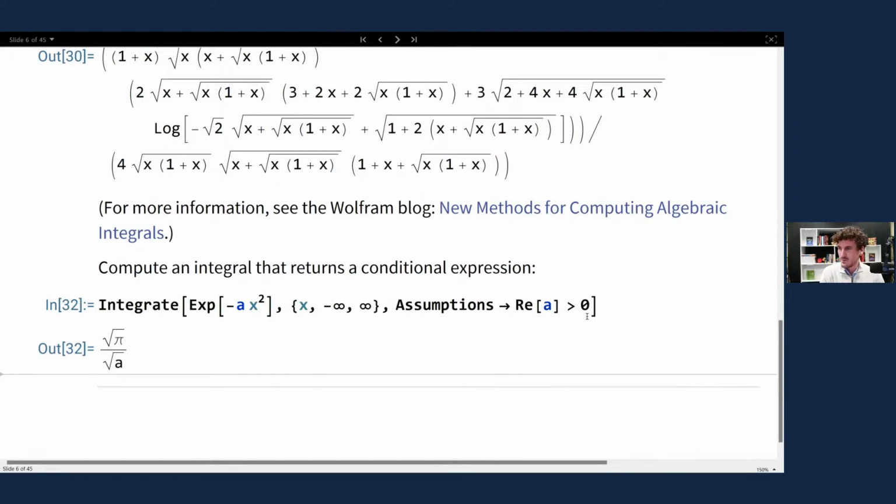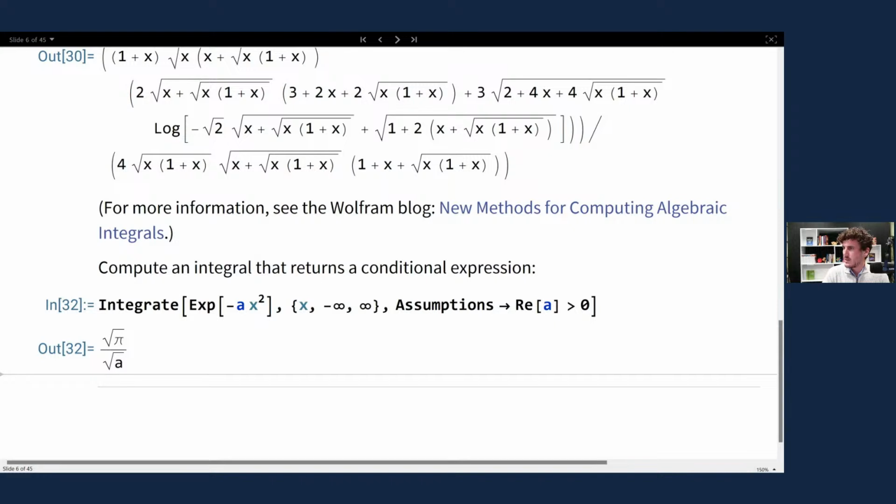So yeah, I encourage you to play around with this and find some integrals that you've maybe seen online, and then see how Wolfram Language does at calculating them. Okay, I'll just check for questions.